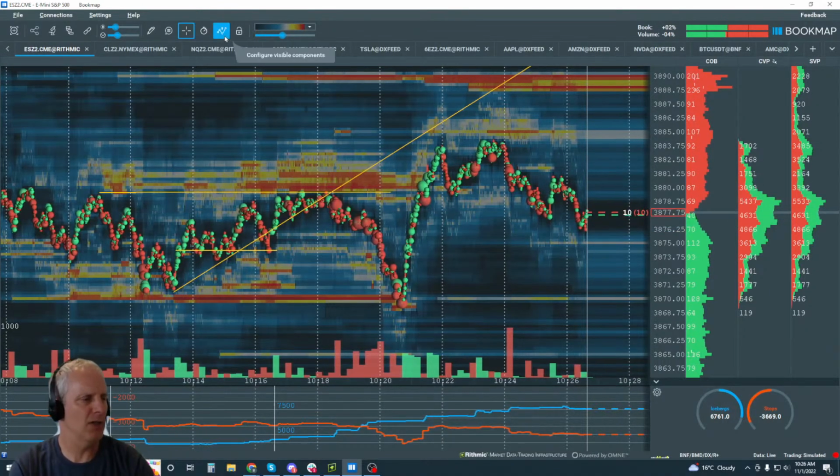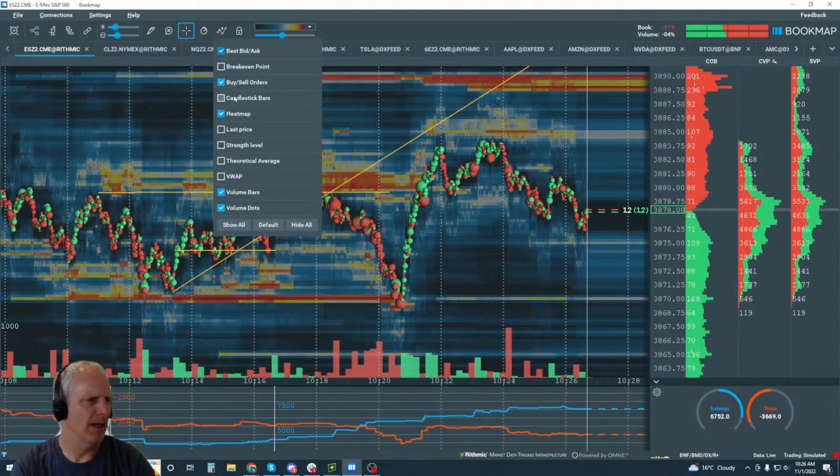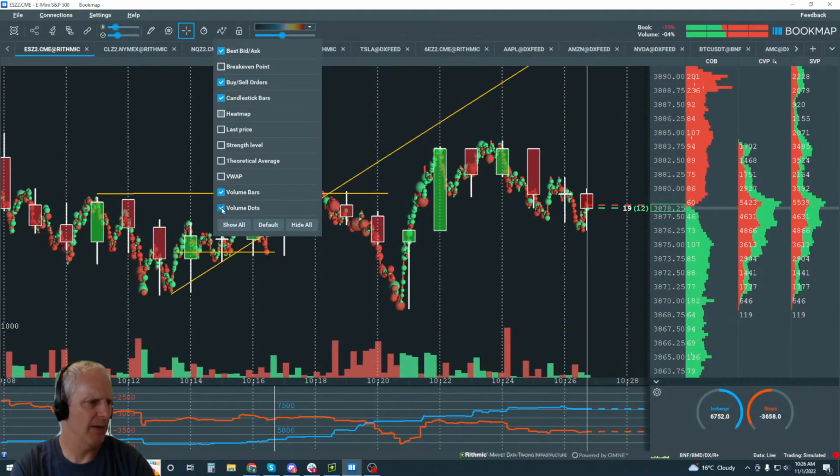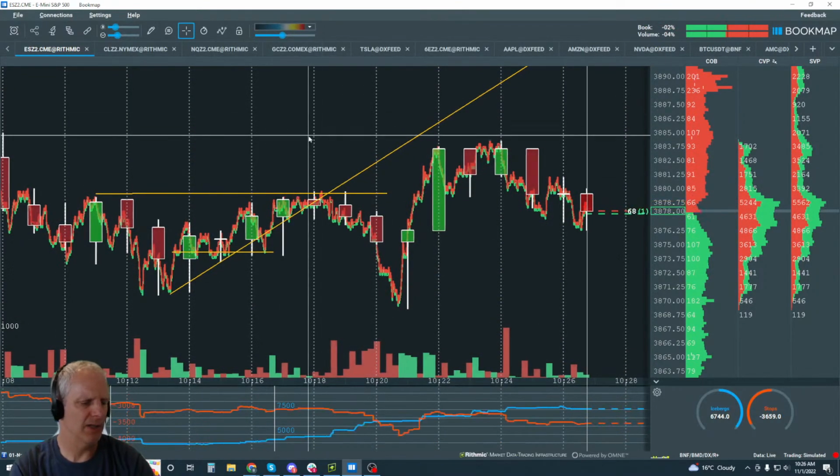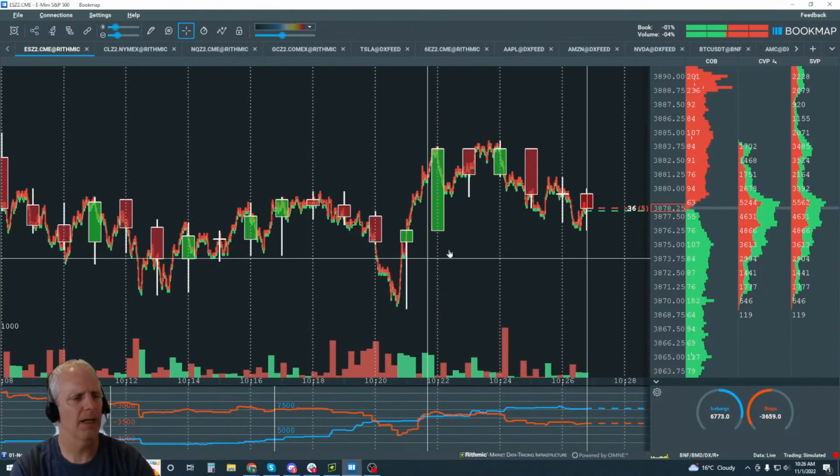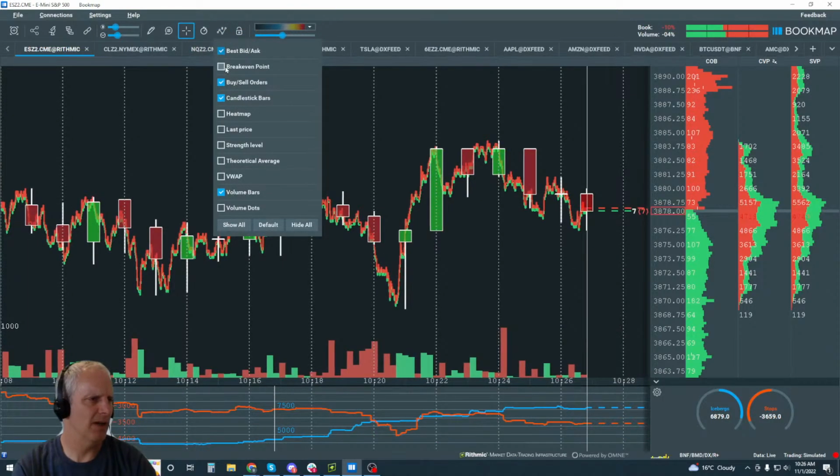Okay, and we'll actually use a candlestick chart. We'll overlay one here. We'll take off the heat map. We'll take off the volume dots, and let's clear our drawings here. All right, and we're going to take off best bid and offer as well.